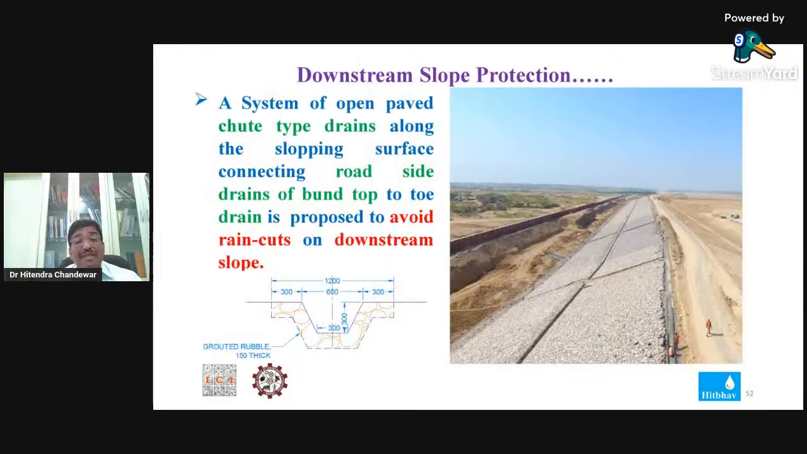Then come to downstream slope protection also. We have recommended spoon drains along the slope at every 30 meters, and we have recommended even a catch water drain at the berm level. You see, at the berm level we have provided the catch water drain and the spoon drains like this. This was the section for the catch water drain and spoon drain.